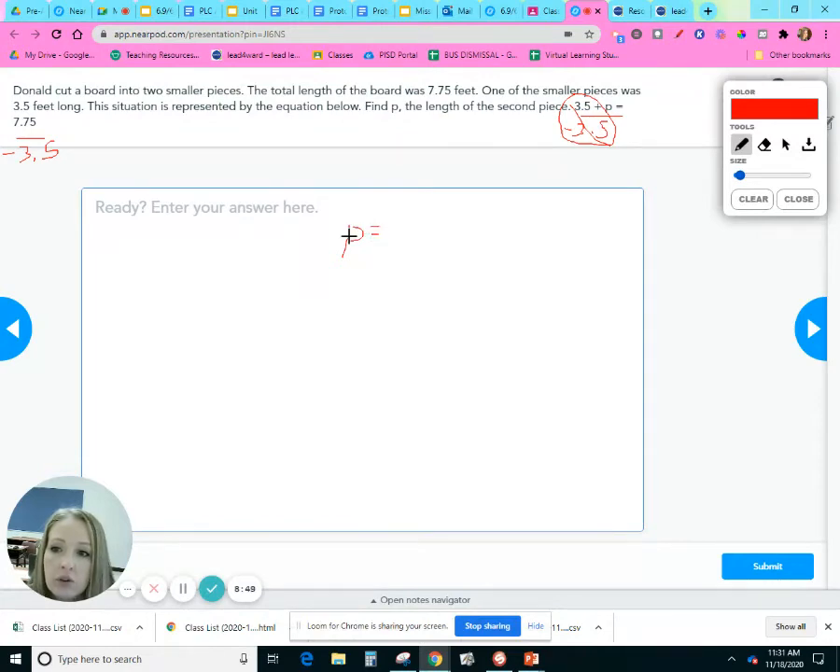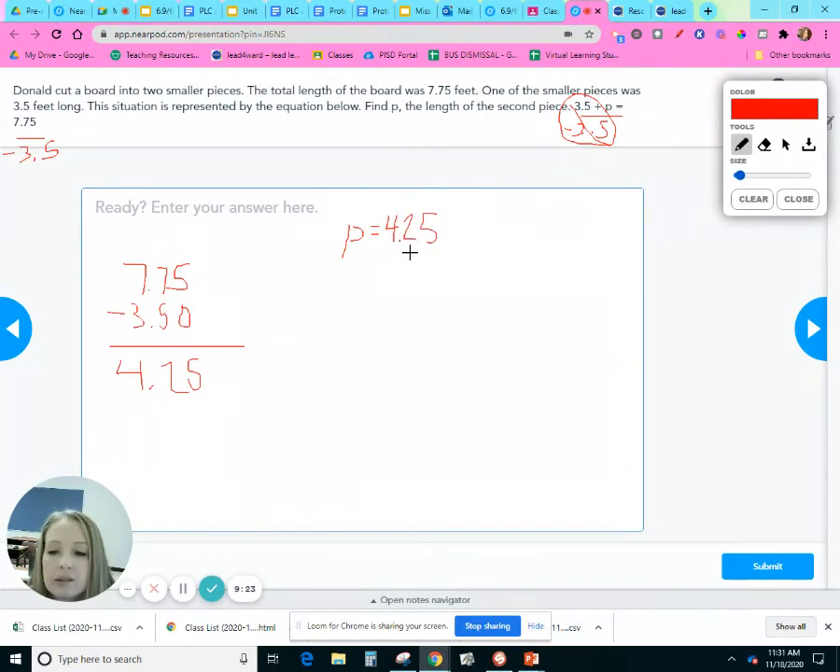And then we have to do some subtraction. So 7.75 minus 3.5. And we always have to line up our decimal points when we're subtracting or adding with decimals. And so I had to add in a placeholder 0. 5 minus 0 is 5. 7 minus 5 is 2. Our decimal point comes straight down. And then 7 minus 3 is 4. So p is equal to 4.25.